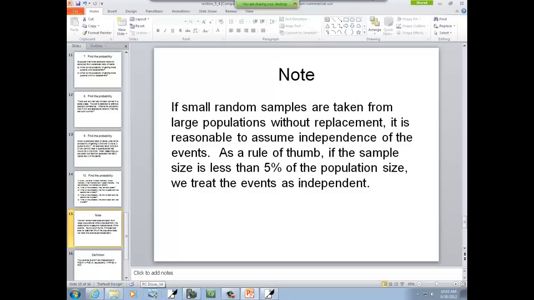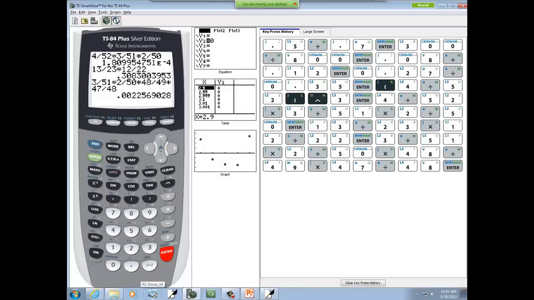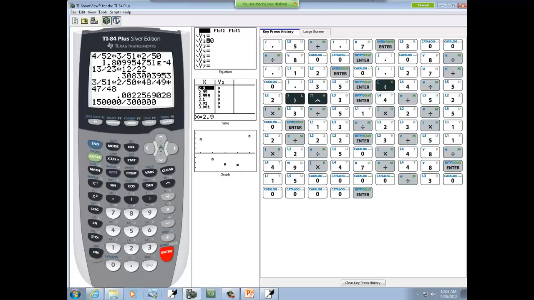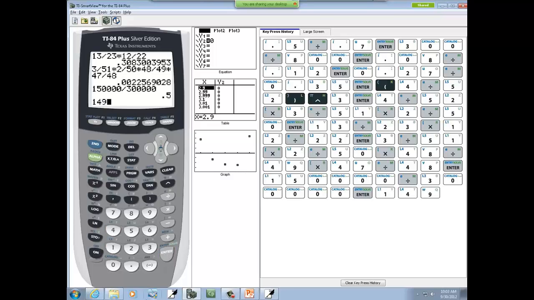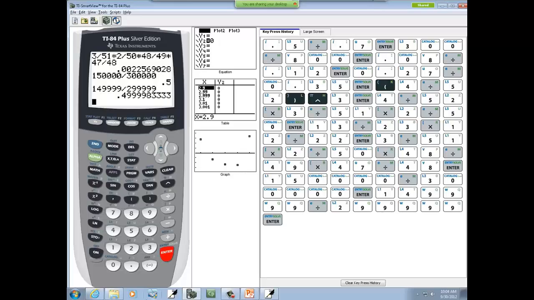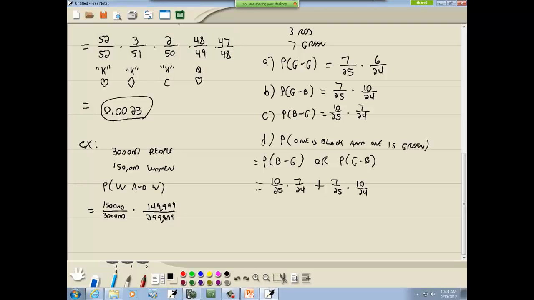Well, let's go to our calculator. 150,000 divided by 300,000 gives us 0.5. 149,999 divided by 299,999 gives us 0.49999833333, so forth. Is there really that much difference between this one and this one?